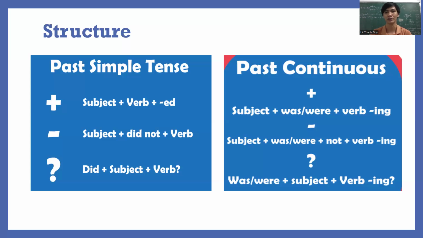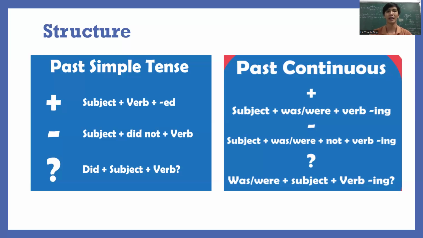And we have subject plus was or were, then plus not, or we can simply say wasn't or weren't, then followed by a gerund in the past continuous.